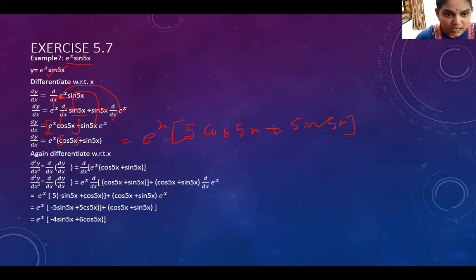Now, again differentiate with respect to x. Here 5 is there, 5 is there. E raised to x into 5 as it is, derivative of cos 5x will be minus sin 5x into 5, plus sin 5x derivative is cos 5x into 5. Then plus this second function is kept as it is, cos 5x plus sin 5x is kept as it is, d by dx of e raised to x is e raised to x. You will get the answer. You simplify. I think there is a mistake in this last step. You can correct it.